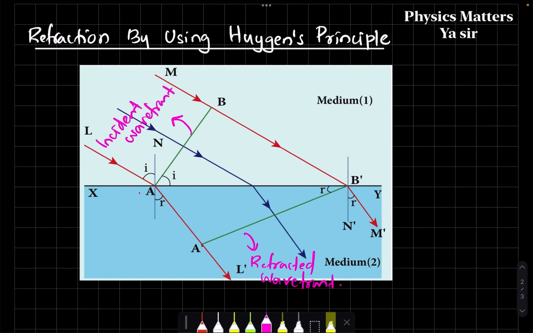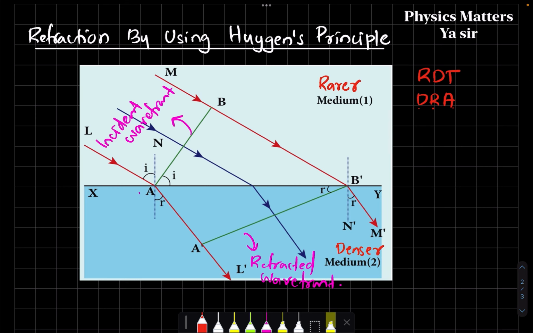Okay, now let's talk about it. Before that, I would like to give you one idea. This is medium 1, the rarer medium, and this is medium 2, that is the denser medium. Why did I take it like that? Because from the figure it is very clear. From rarer to denser, RDT, towards. It is not DRA. What is DRA? Denser to rarer, away. It is RDT, towards. We already discussed this in ray optics.